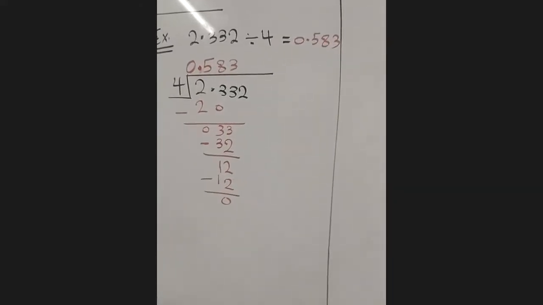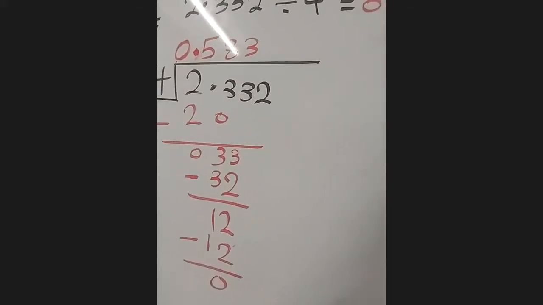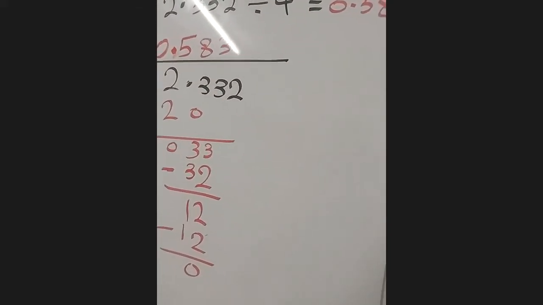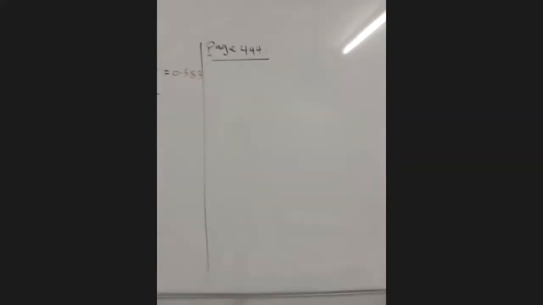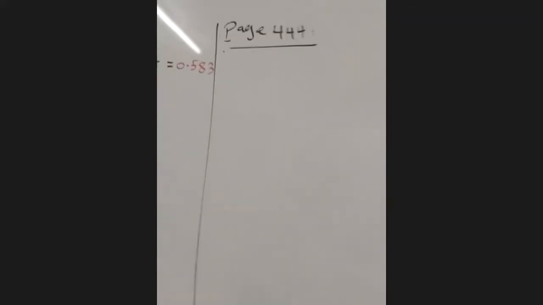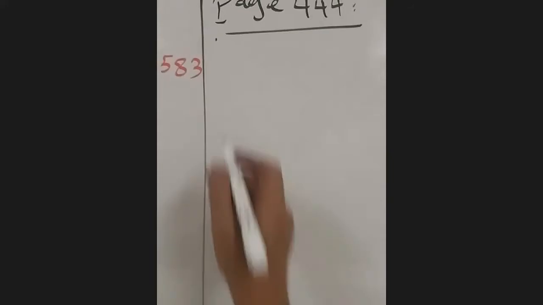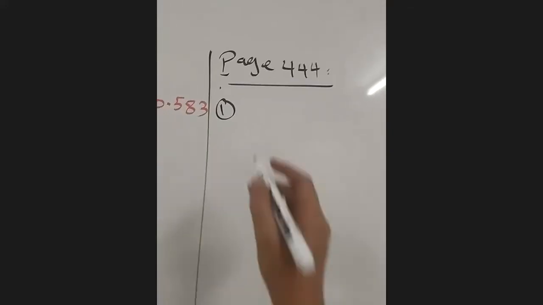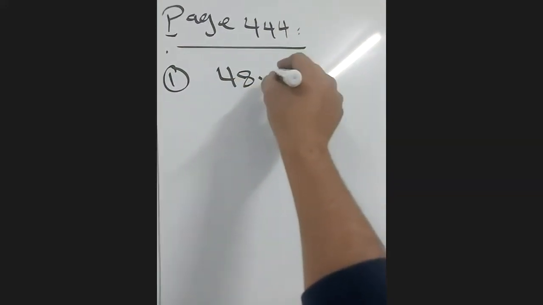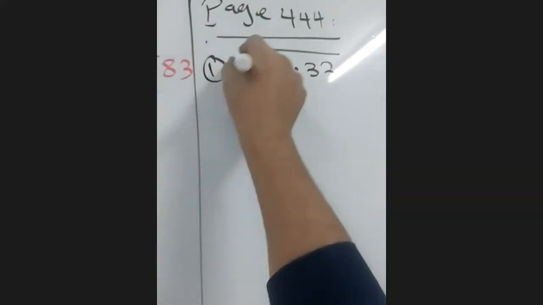We are on page 444. We'll do exercises together. We'll start with question 1. What do we have in question 1? We have 48.33 divided by 3.